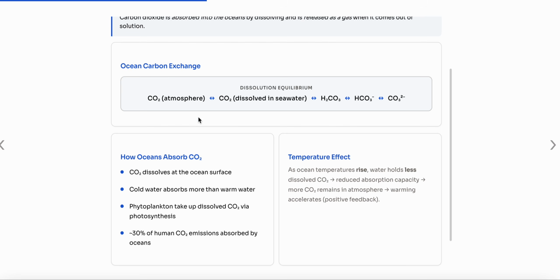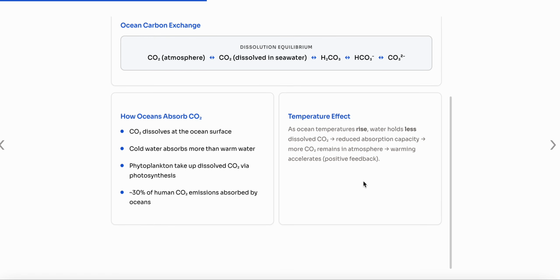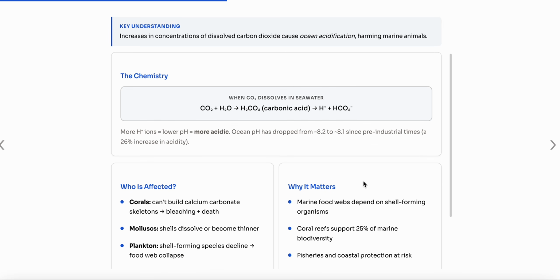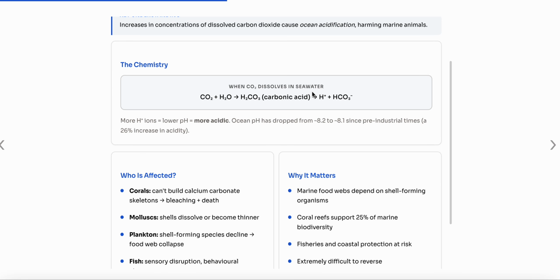So this is the equation which they have shown, of how ocean acidity is increasing. When carbon dioxide combines with water, carbonic acid is formed, and this will break down into bicarbonate, and an H+ ion is formed. So that will decrease the pH, and it makes the ocean more acidic. So this is the equation for ocean acidification.